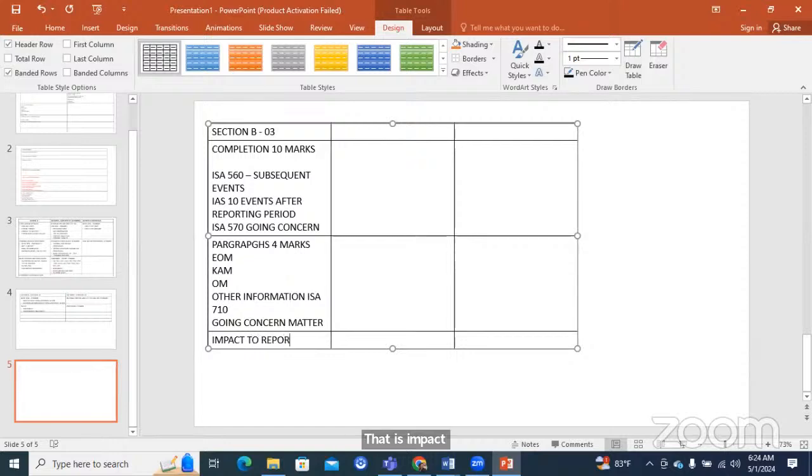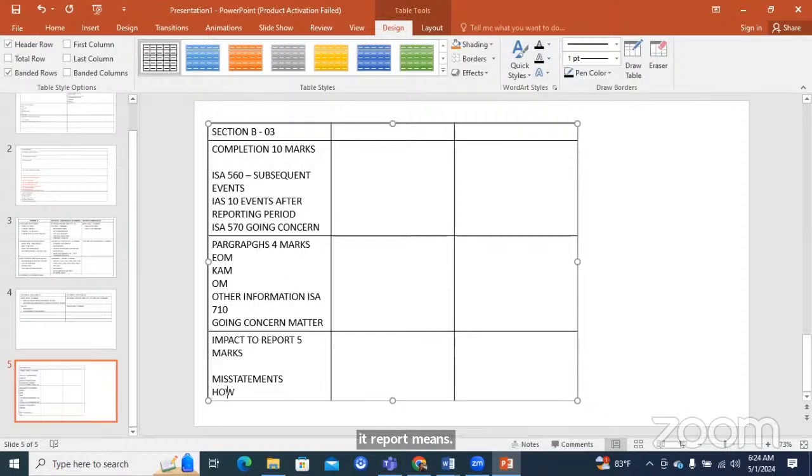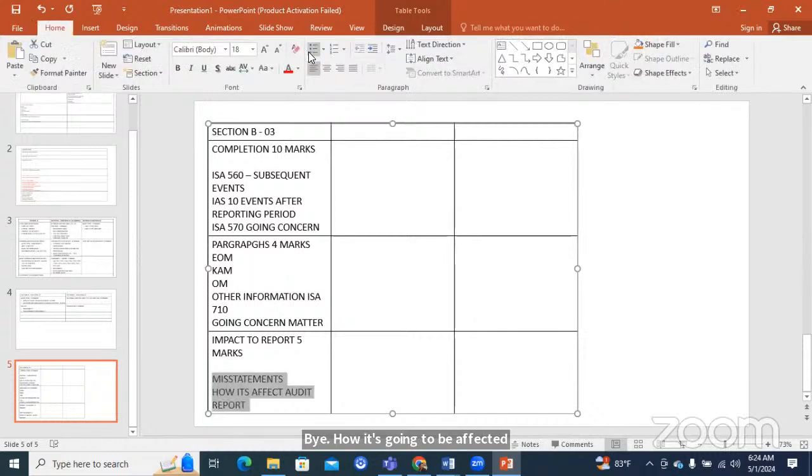Impact to audit report. This is for 5 marks. Impact to audit report means a misstatement will be given, and you must show how it affects the audit report. How is it going to affect the audit report? This is possible. Definitely this will be tested.